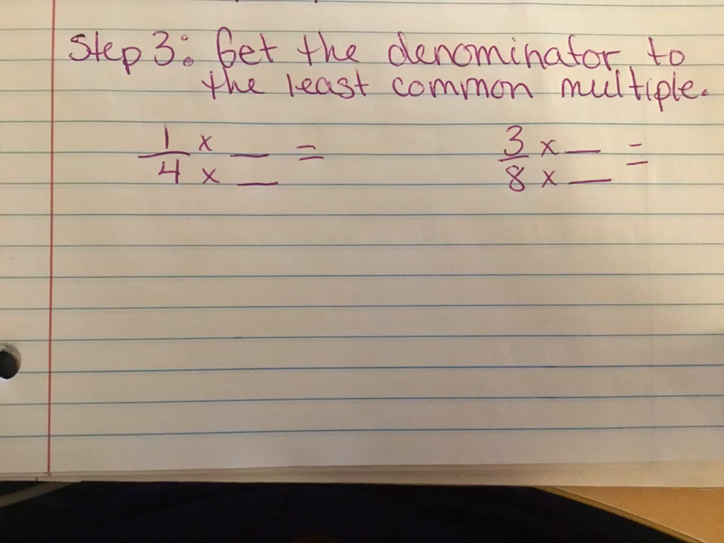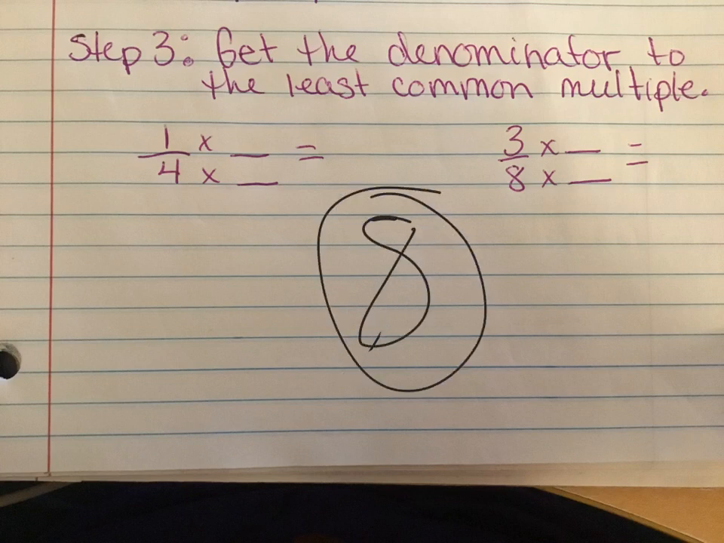Okay, so our next step, step 3, is to create an equivalent fraction. We're going to get the denominators to the least common multiple. In the last screen, we found that the least common multiple was 8. So we need to get the bottom number to 8. In a fraction, what we do to the bottom, we have to do to the top.